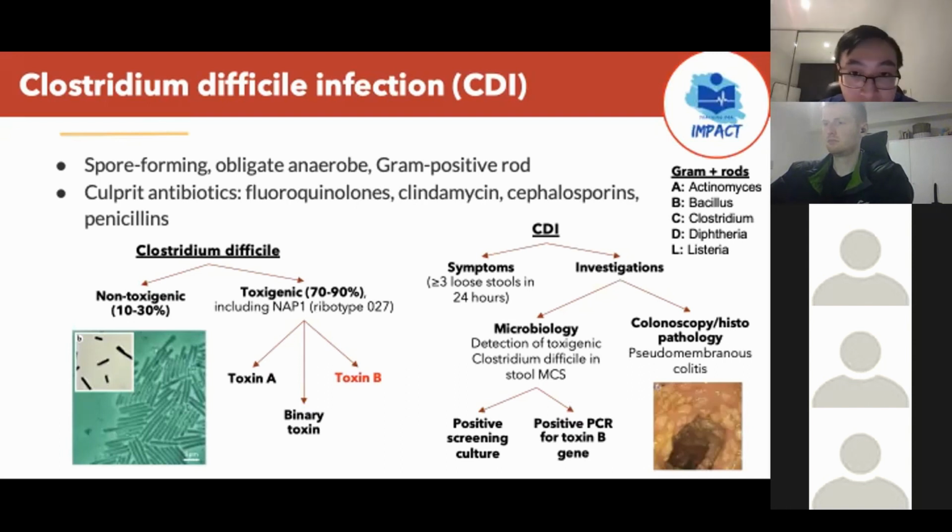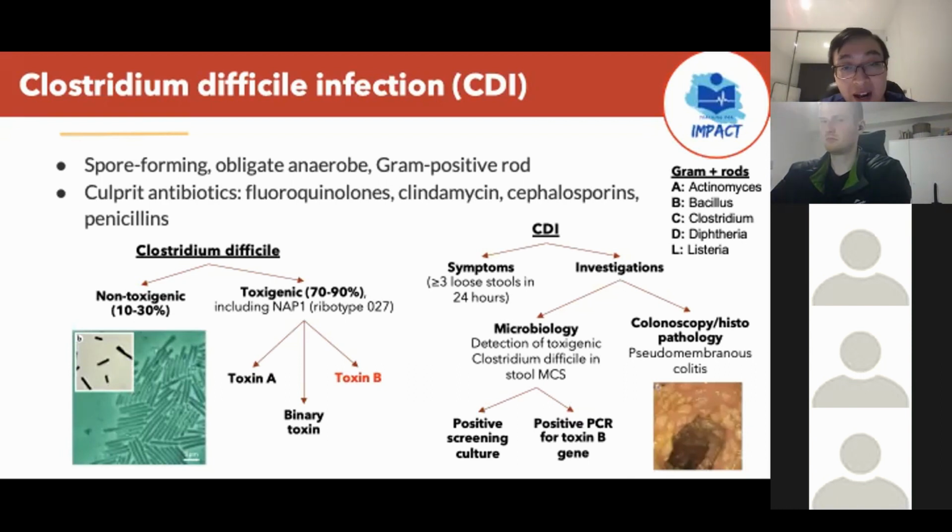Now, why is all of this theory important? All this theory informs how we diagnose Clostridium difficile infections. To diagnose it, you need to firstly have a patient who has been on a culprit antibiotic, so the four classes of antibiotics, and is having at least 3 loose stools in 24 hours. That's the clinical criteria that would trigger suspicion for a Clostridium difficile infection.